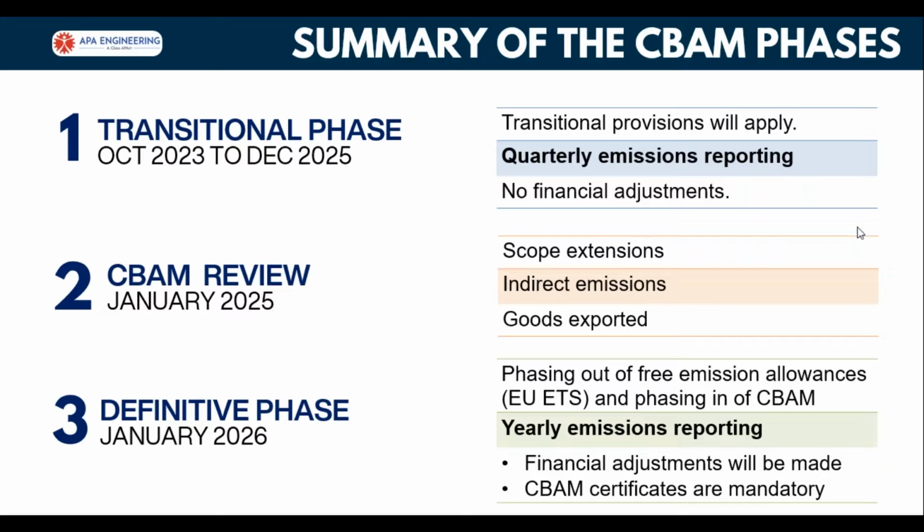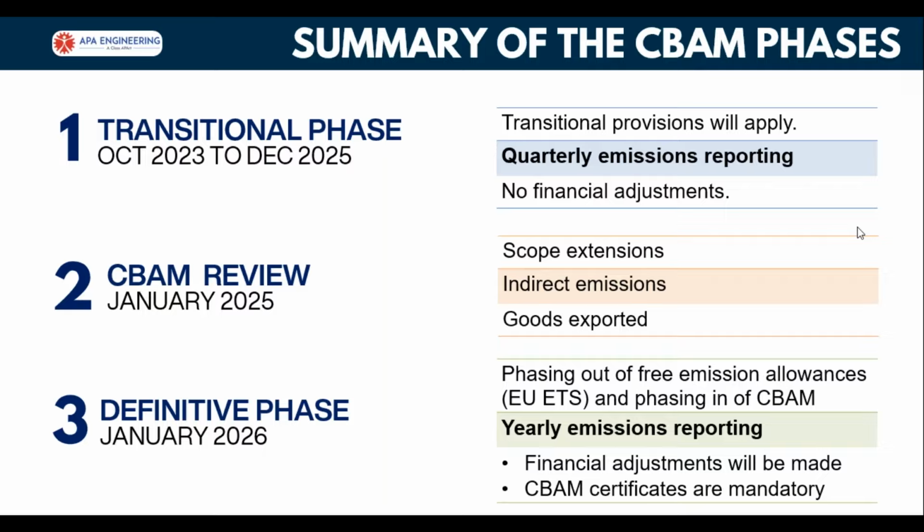The CBAM regulation is going in phases. The first is called the transitional phase. After the transitional phase, you have a CBAM review period, followed by the definitive phase. Your transition period has actually started. It's from October 2023, and the period ends in December 2025. The review will begin in January 2025. And after a year, the definitive phase will start.